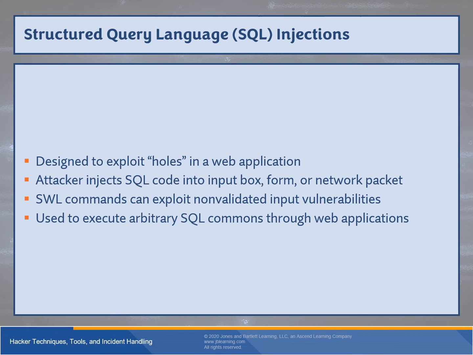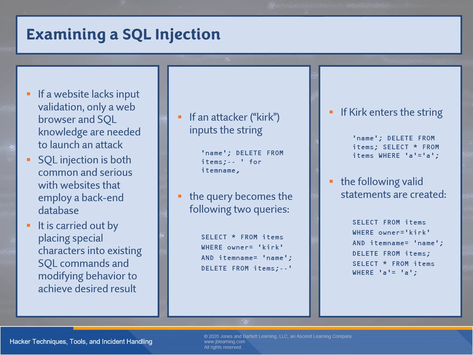The attacker injects the code into an input box, publicly facing, a form, or directly into a network packet. You don't even often have to have a portal form. Then these commands can exploit non-validated input vulnerabilities. It can be used to arbitrarily execute commands in the SQL language through web applications. So if you have something that is a print command, and you just change what it's printing, instead of having something from a protected source, you can try and push back towards a more raw or exposed aspect of that particular database entry.